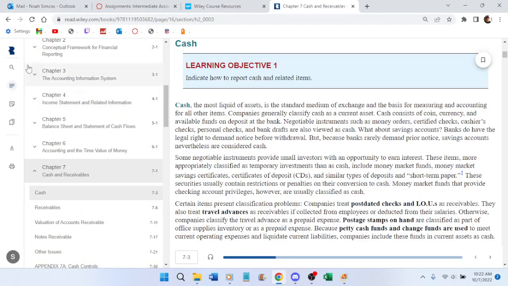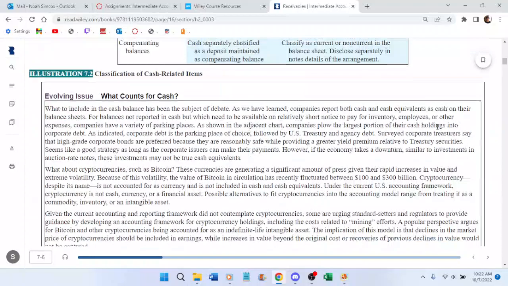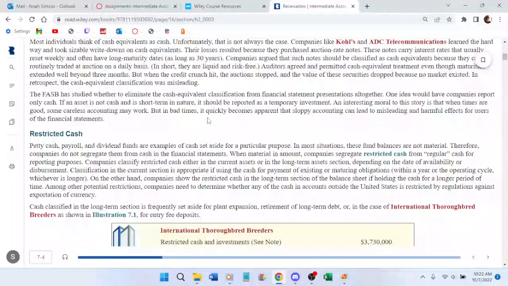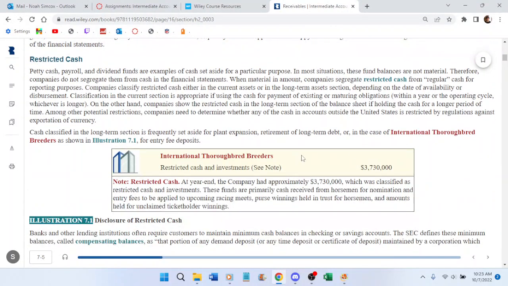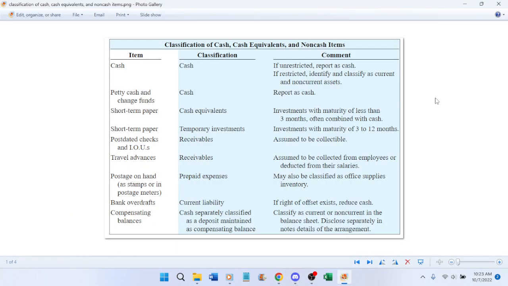I need to know, do you classify restricted cash as cash or not? It doesn't even really explain it that well in the table. Where's the example? Okay, here. When they are material, they segregate restricted cash from regular cash. See, it is separate from cash. So it is completely separate. Restricted cash is separate from regular cash. Petty cash and change funds are reported as cash.